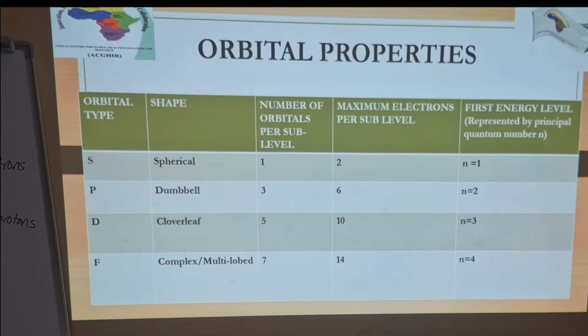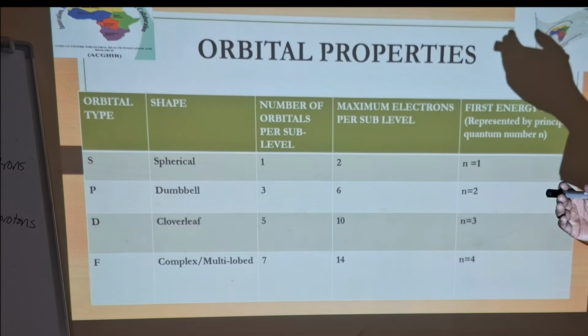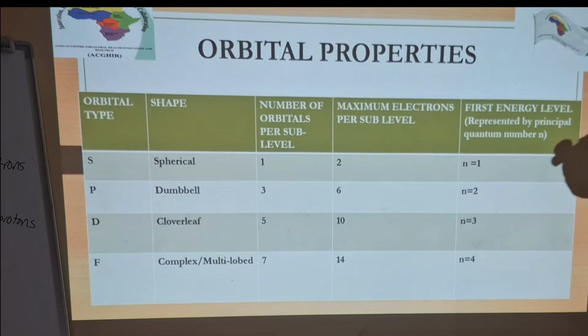We now move on to orbital properties. So let us pay particular attention to these orbitals. We have got 4 types of orbitals, namely S, P, D, and F orbitals. It's also very important at this point to know that these orbitals are represented by certain letters. The orbital type, we've got SPDF.